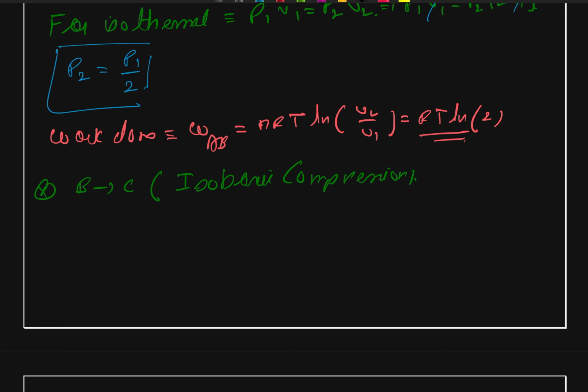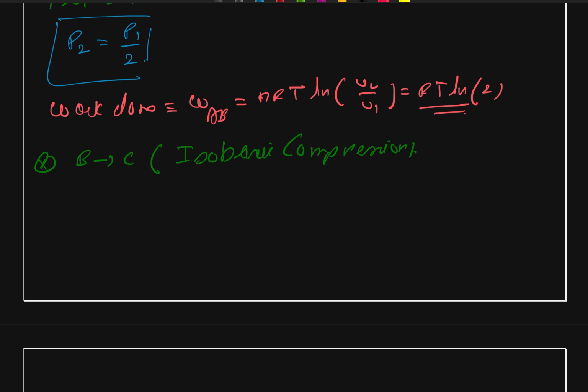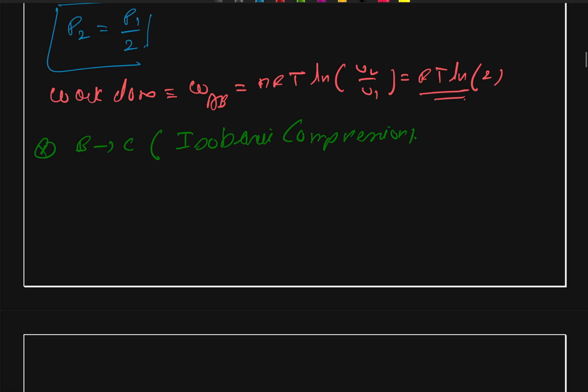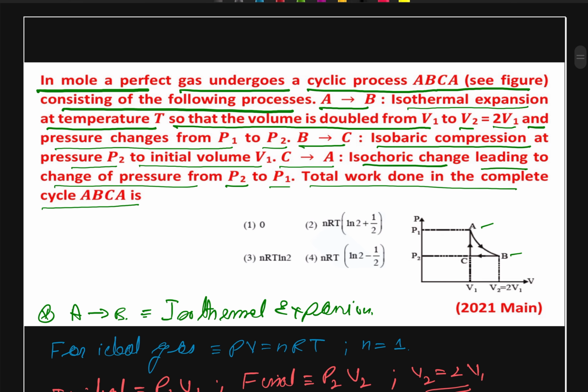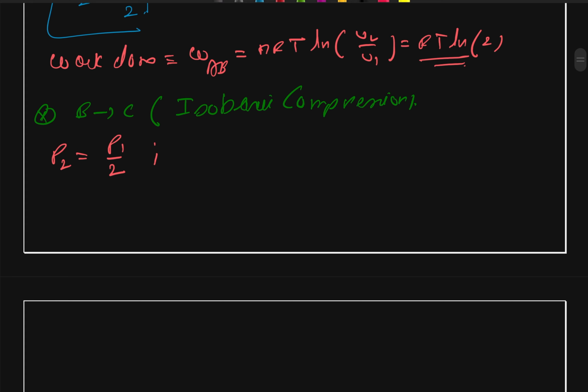And for isobaric compression, we are given that pressure P2 is equal to P1 divided by 2, and the volume changes back to V1. So we have our V2, which was equal to twice of V1, and it changes back to V1.